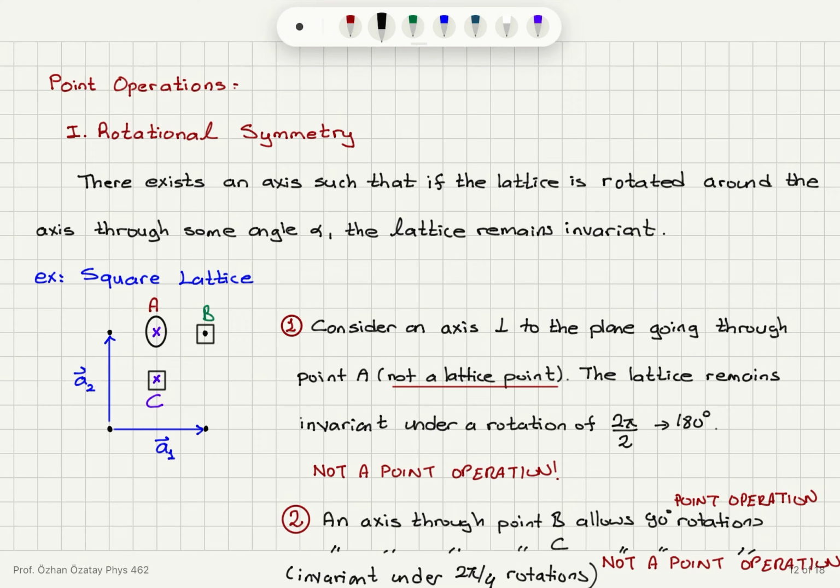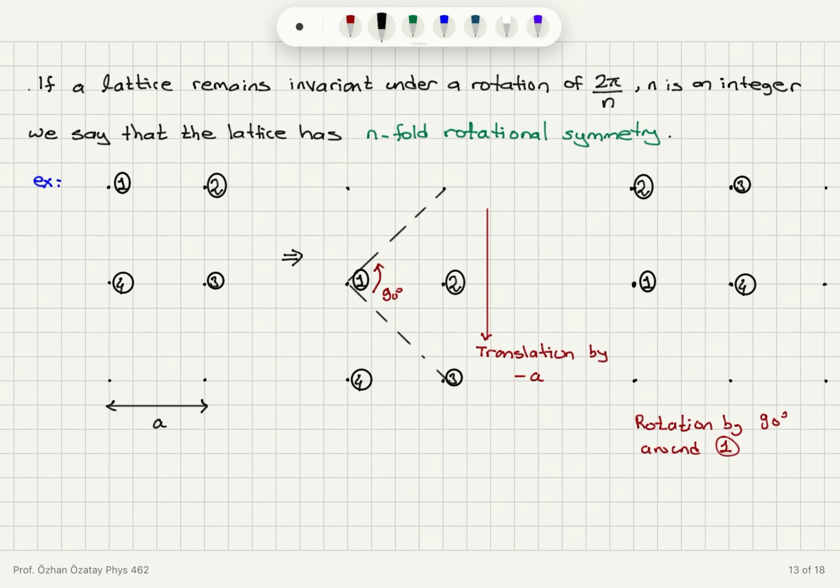An axis through point B allows 90-degree rotations. So if we have a rotation about this axis by 90 degrees, the lattice remains invariant, which is a point operation. So that is a 2 pi over 4 rotation. And an axis through point C allows 90-degree rotations, but it's not a point operation because it doesn't keep a lattice point fixed. Okay. Now, if a lattice remains invariant under a rotation of 2 pi over n, where n is an integer, we say that the lattice has n-fold rotational symmetry.